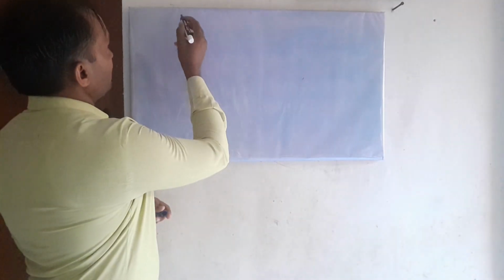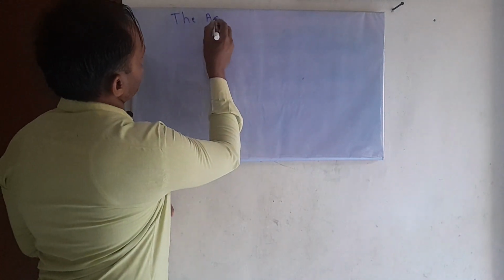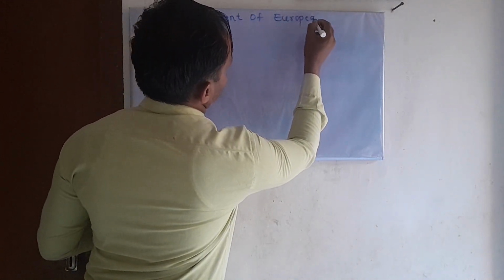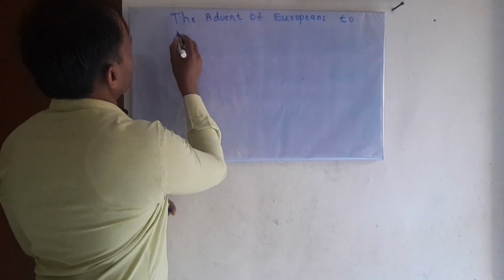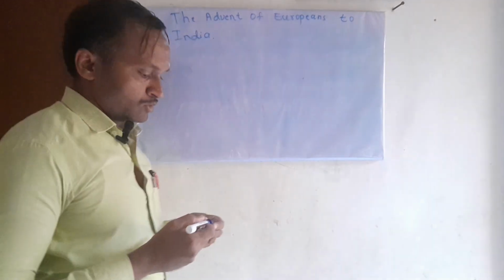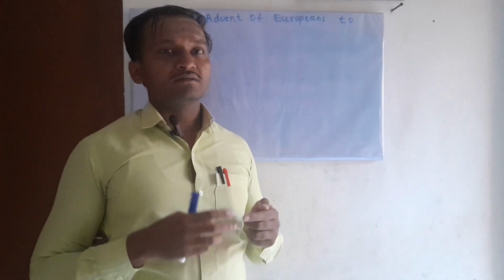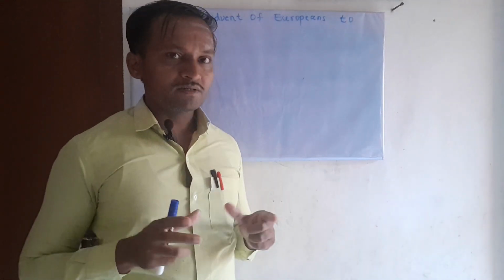So, like the British, many people from other countries like Portugal, Netherlands, etc., came to India with the sole objective of carrying on trade. Now, in the lesson, the advent of Europeans to India, we are going to know why the Europeans came to India and their consequences on the people of India.